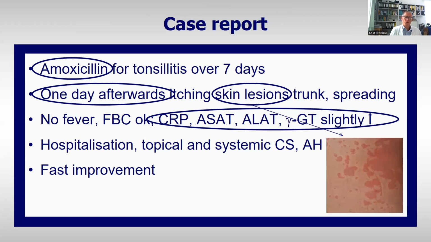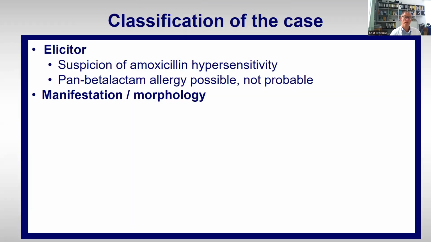For that, I just take the history of the patient again. And here you find some information already. And this is a typical history which you also will receive. Amoxicillin, 1 day afterwards, after 7 days, skin lesions, and a slight elevation of liver enzymes and of inflammation. So for the elicitor, you can see that you have got the suspicion of amoxicillin hypersensitivity.